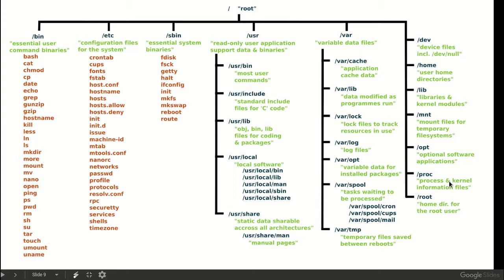Optional software applications that the user has actually installed, right? And then there's the usr share, where we have the manual pages. So manual pages are very important. I feel like they are underused, because if you properly go through the manual pages, it will save you a lot of time on Google and other search engines.